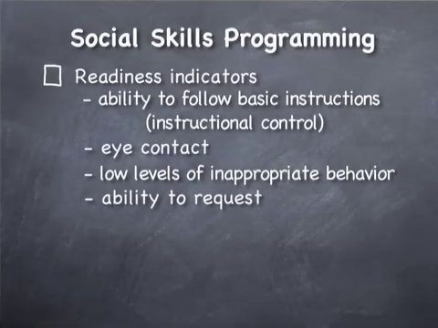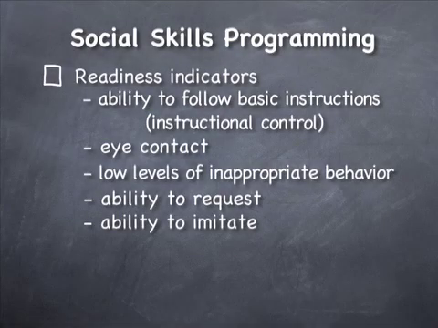Another good indicator is the student's ability to request. If they're going to be in a social environment with other peers, you at least want to know that they can request for items or activities with an adult initially so that we can then work on having them request with a peer. Now this requesting could take the form of vocal behavior or the words they use. It could also be signs or pictures or an assistive technology device. But some skill in requesting is usually a good sign or a good indicator of readiness for social skills programming.